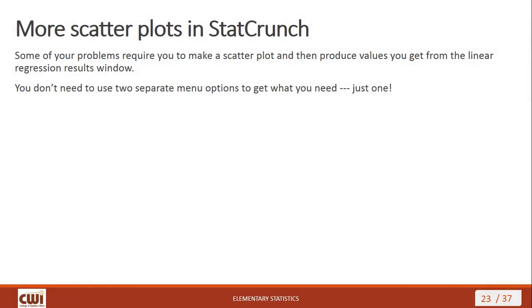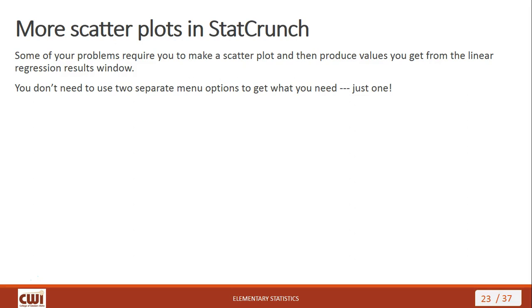We can also make scatter plots in StatCrunch, which we looked at previously. But when I'm working these problems with linear regression, I don't make a separate graph for the scatter plot. I go straight to the linear regression analysis. Now, you may be wondering, why is he going to the linear regression analysis when he said earlier one of the first things we do is make a scatter plot?